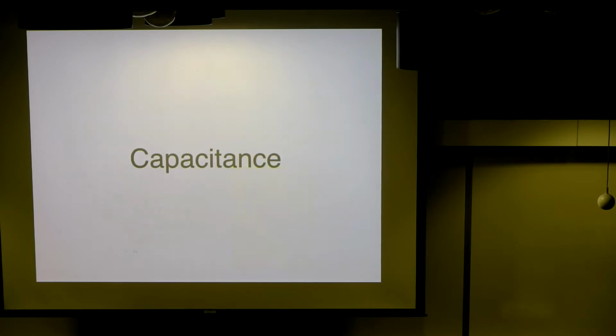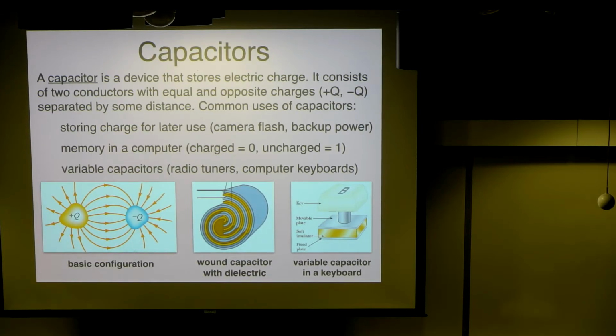So let's start by defining this term called capacitance. What does it mean? How is it calculated? And why is it relevant in the context of electrical circuits in particular? Okay, so there's a device that I'm going to introduce you to here, if you haven't seen this already, called a capacitor. And a capacitor is simply a device that stores electric charge.